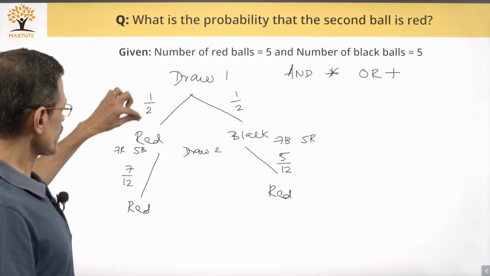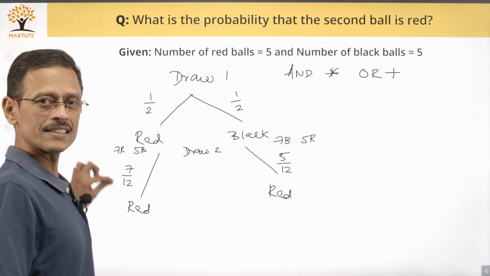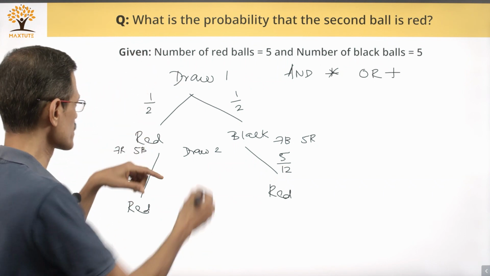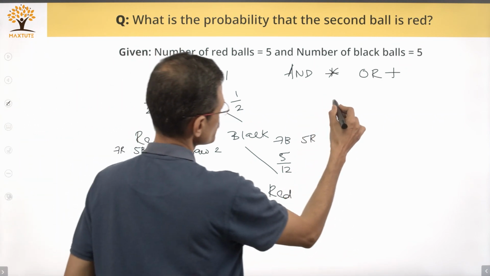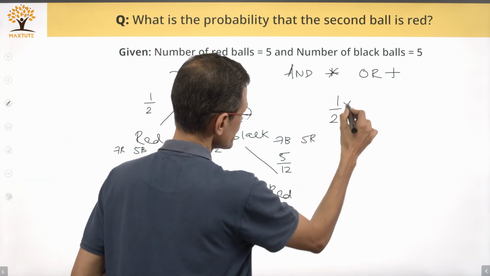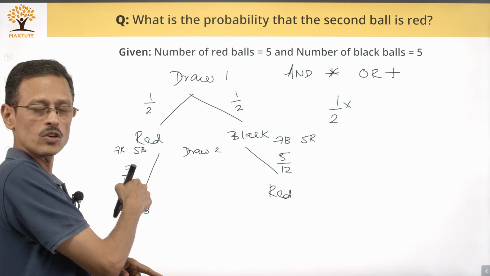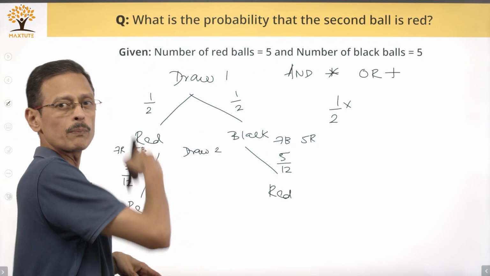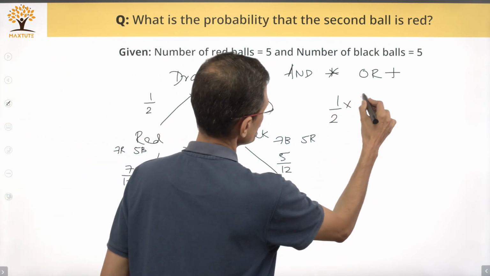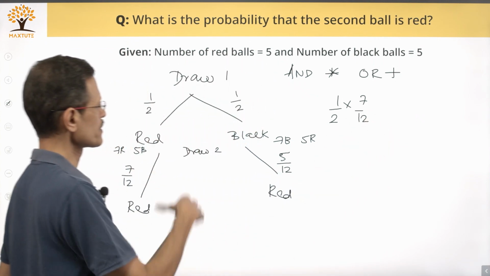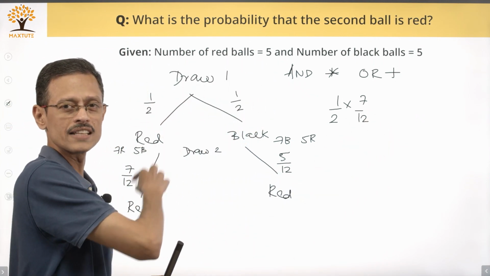So I draw the first one as a red and the second one ends as a red. In this branch, the probability that the first ball is a red is half, and then the probability that the second one is also a red is 7 upon 12, provided this one is a red. So half into 7 by 12 is the probability of drawing the first and second as red.